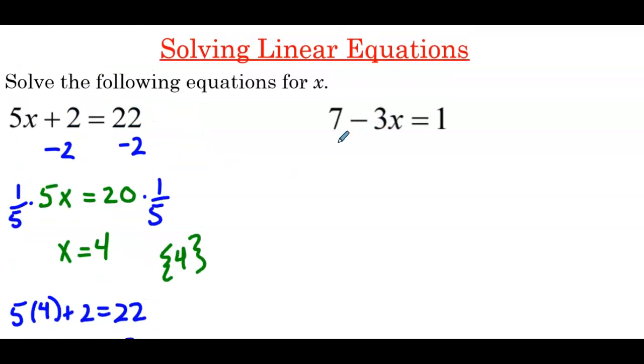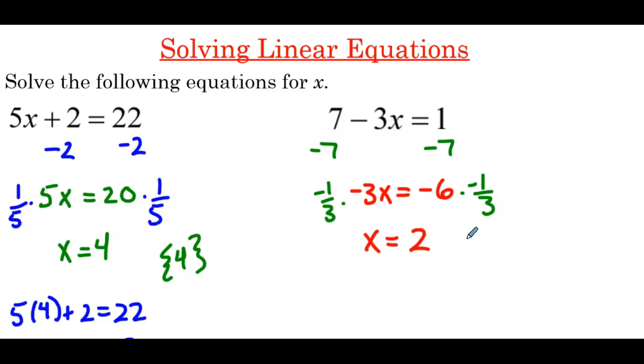Our next example is 7 minus 3x equals 1. So I'm going to start by subtracting 7 on either side of the equation. Again, the addition property of equality allows us to do that. We get negative 3x equals negative 6. I'm going to multiply by negative 1/3 on both sides of the equation. And we wind up with x equals positive 2, or written in our curly brackets, just 2.